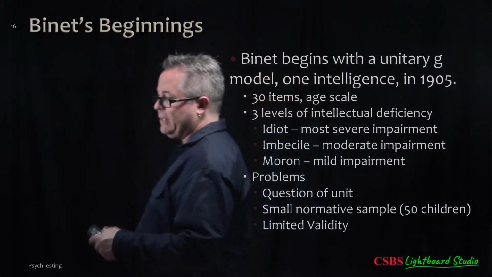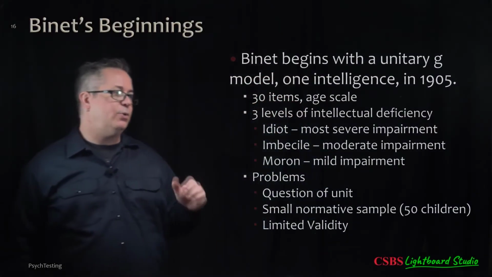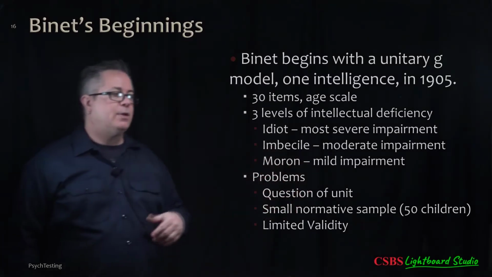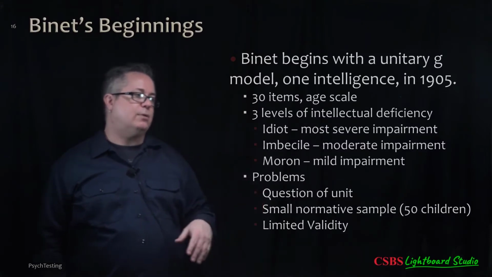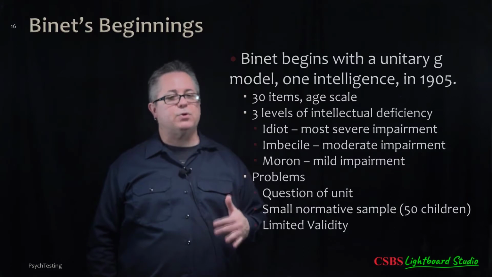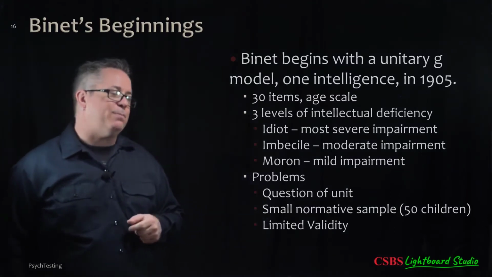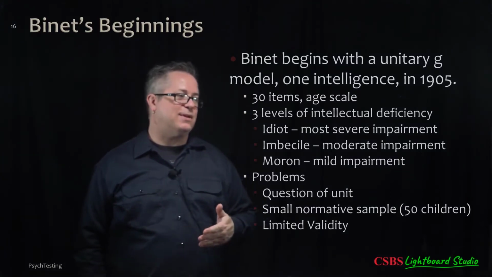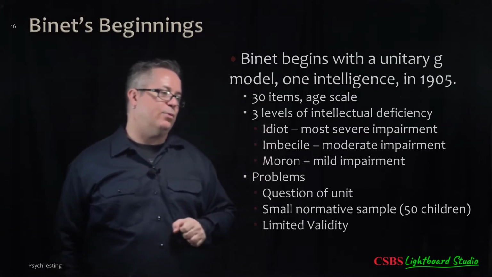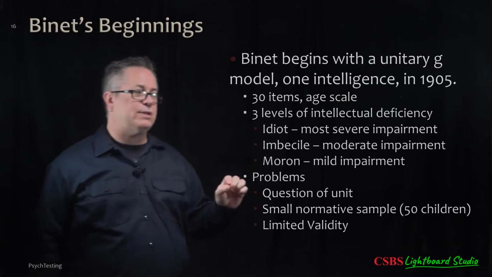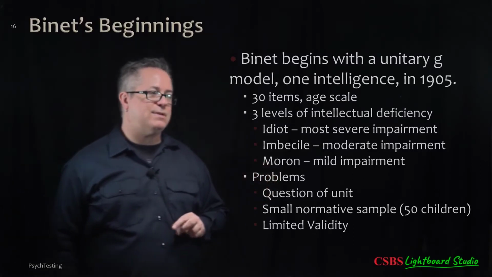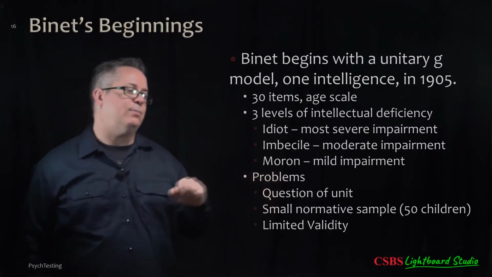So the Binet scales begin with a unitary g model. So they're in the same model with Spearman. There were 30 items. It was put on an age scale. There were 3 levels of intellectual deficiency. So these were terms that were used. They weren't medical terms, but they're like the official terms, right? So if you were in the most severely impaired group, the actual label was idiot. And then if you had moderate impairment, you were an imbecile, and if you were just mild impairment, you were a moron.